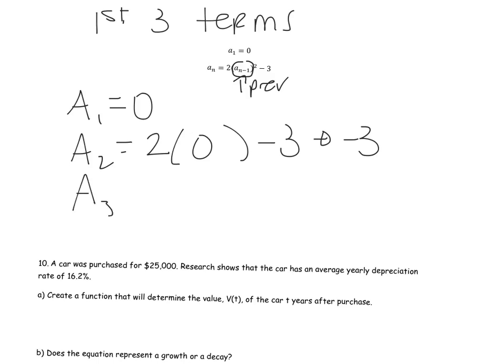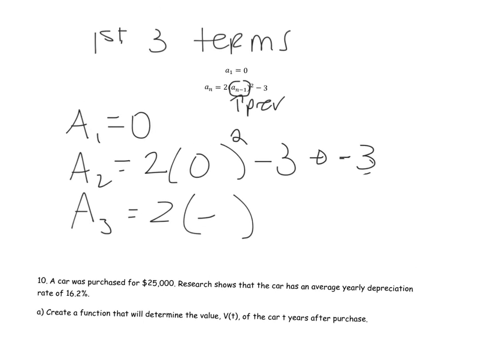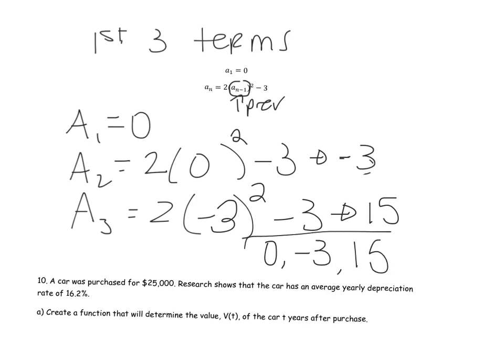Now to find your third term, you're going to set up yourself the same way, 2 parentheses. Oh no, I forgot an exponent. So how does that change my answer? 2 times 0 squared minus 3, that's still going to be the same thing. Yay! So we have negative 3. Thank goodness. So now we're going to put negative 3 in here for the previous term, and subtract 3. So you get negative 3 squared is 9. 18 minus 3, that's going to be 15. So your first 3 terms should be 0, negative 3, and 15.